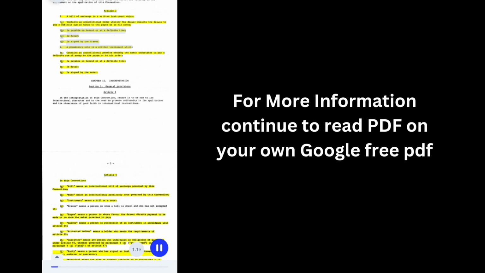2. A promissory note is a written instrument which: (a) contains an unconditional promise whereby the maker undertakes to pay a definite sum of money to the payee or to his order; (b) is payable on demand or at a definite time; (c) is dated; (d) is signed by the maker.